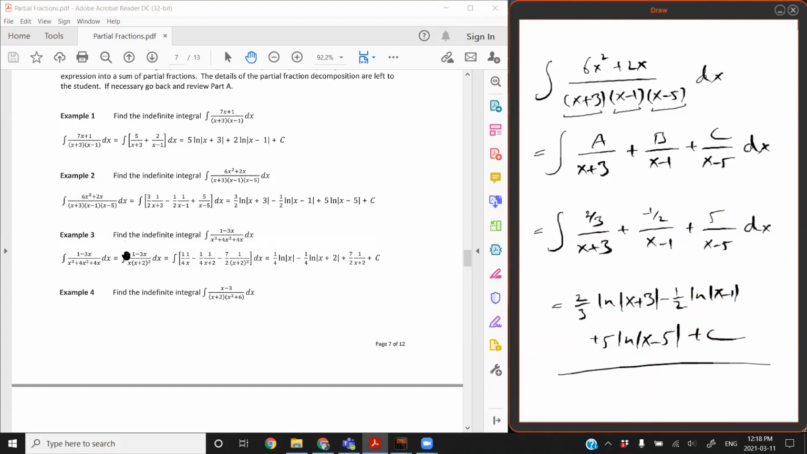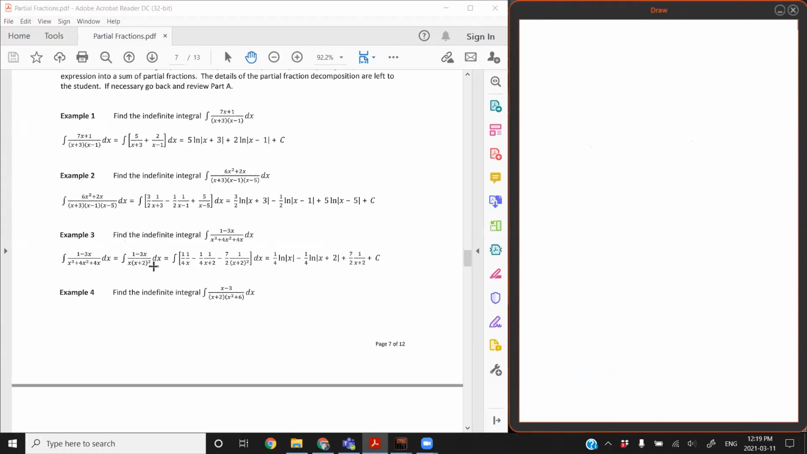Okay, next one is case 2. How do I know? Because when I look at the denominator, I see one linear factor, which has been repeated only once, and then another linear factor, which has been repeated twice. I have the integral of (1 minus 3x) over (x cubed plus 4x squared plus 4x) dx.